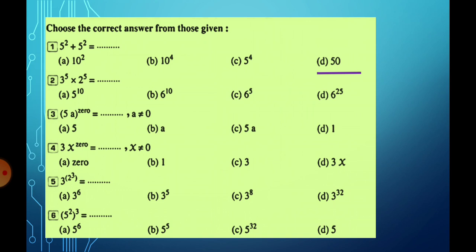3 to the power 5 times 2 to the power 5. Here there are two bases with the same power. So we can write 3 times 2, all to the power 5, which equals 6 to the power 5.